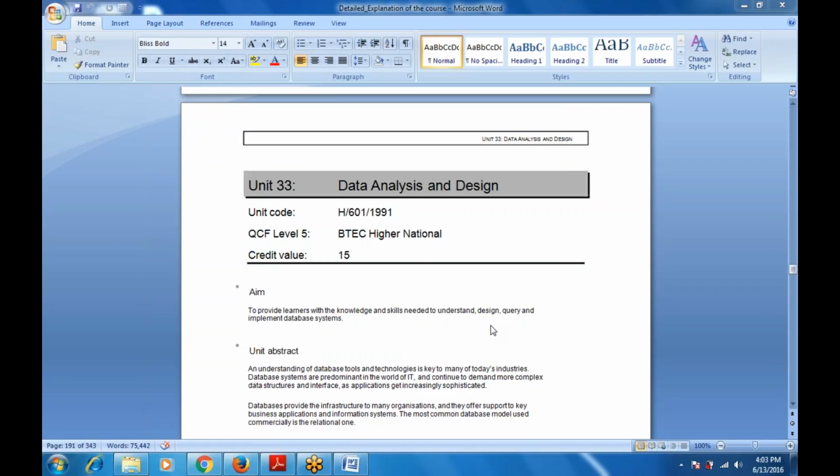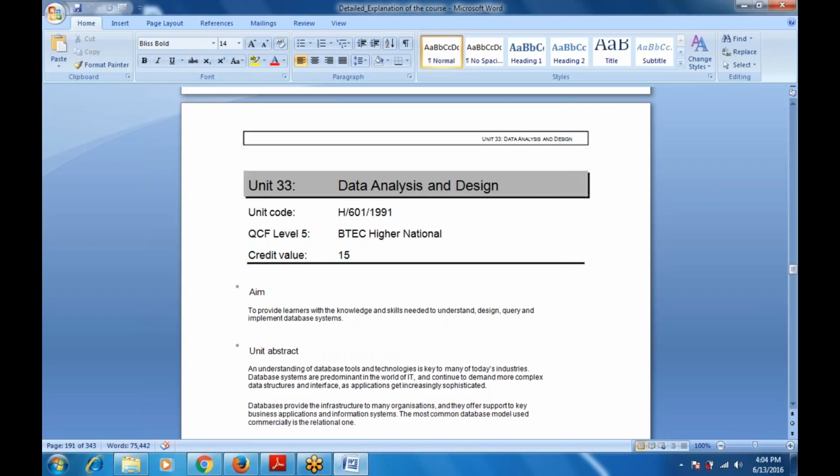Okay, so let's move to the new module. This is the explanation of the module. We can say this is the syllabus of the module. Unit number 33, that is Data Analysis and Design. Unit code is this one. Then QCF level 5 is BTEC Higher National and credit value is 15. This is available in front of your screen.